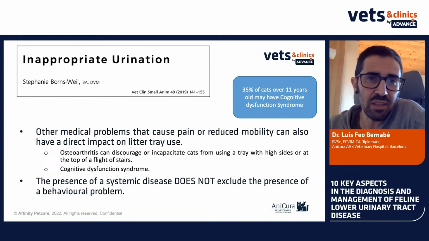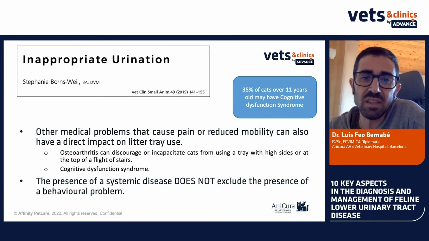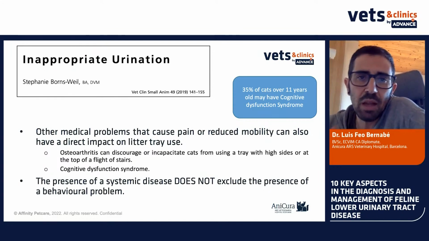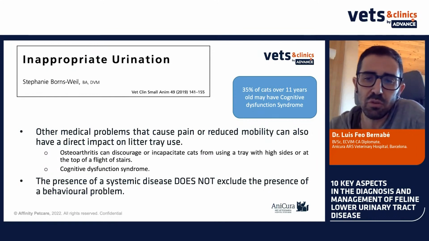And also, because cats are always difficult, the presence of a systemic disease does not exclude the presence of a behavior problem. Maybe you have both situations at the same time, a medical and a behavior problem, a combination of these two.